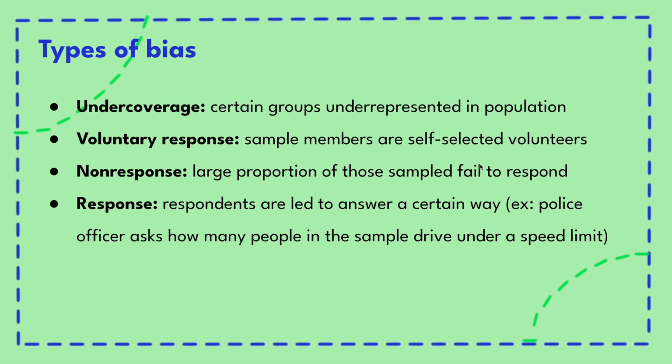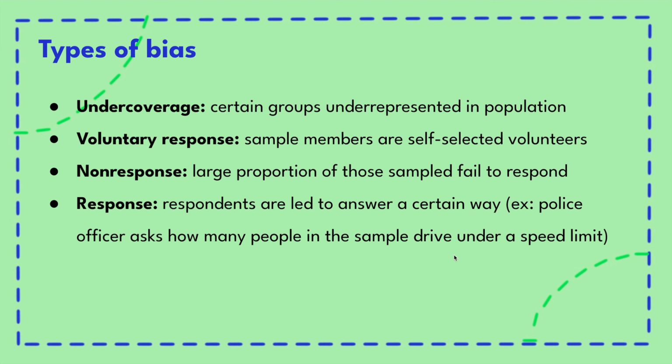Then here we have response bias. Respondents are led to answer in a certain way. For example, a police officer asks how many people in the sample drive under a certain speed limit. Things like that, leading questions and lying, just a systematic pattern of incorrect answers. You're pretty sure most people are going to say they drive under the speed limit. That's a type of bias.